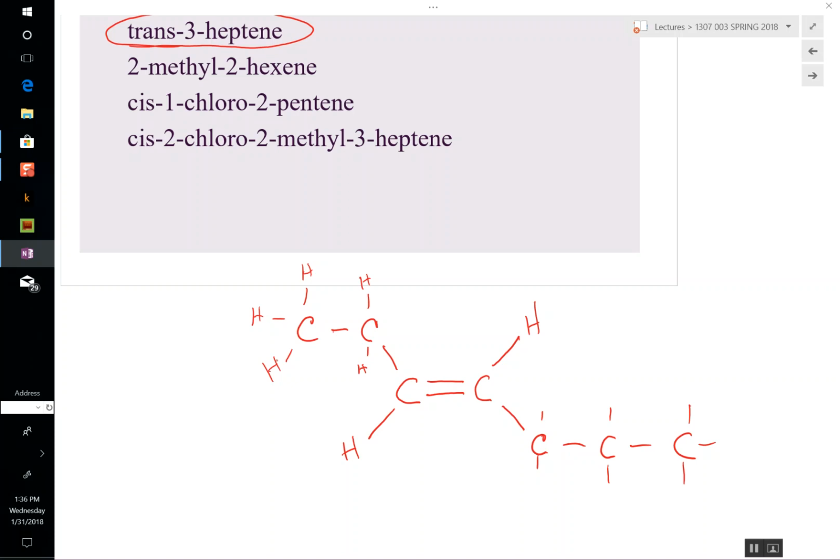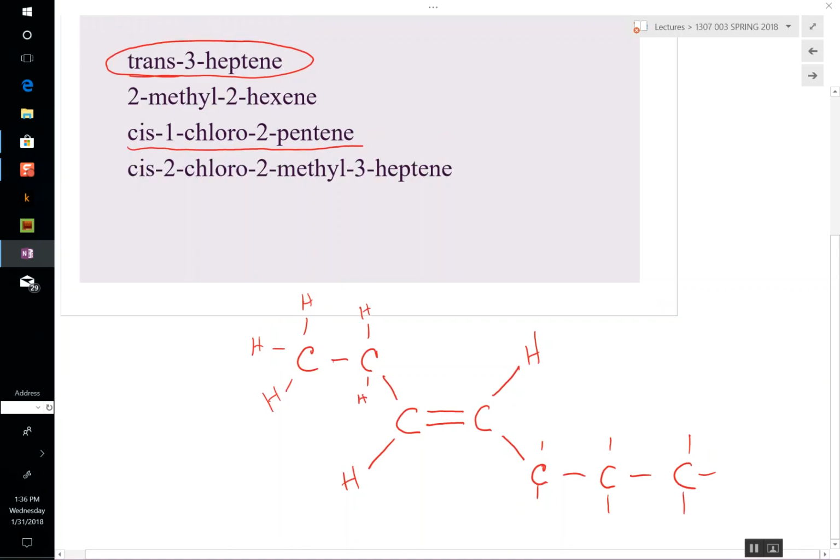All right, so why don't you do cis-1-chloro-2-pentene. So draw this one. Cis-1-chloro-2-pentene.